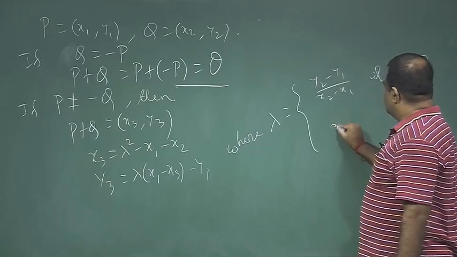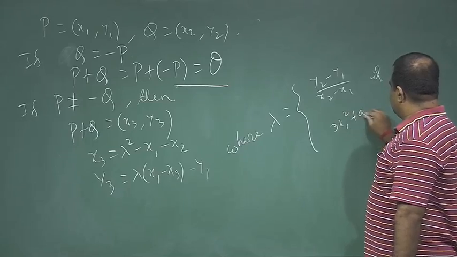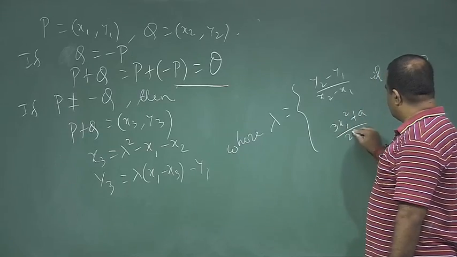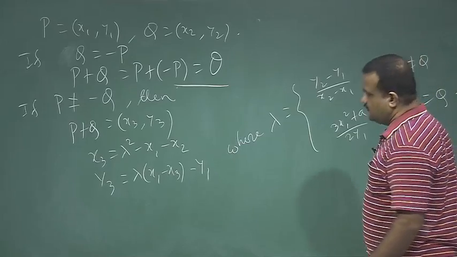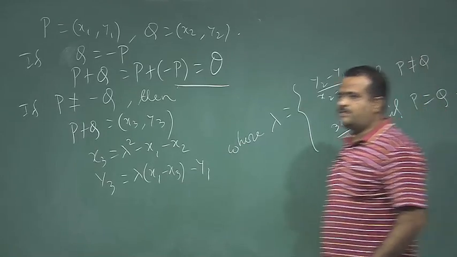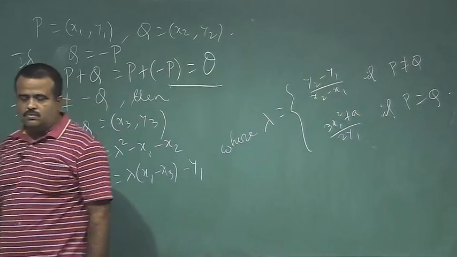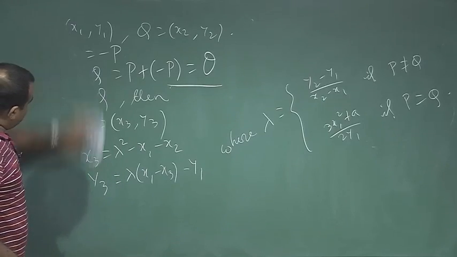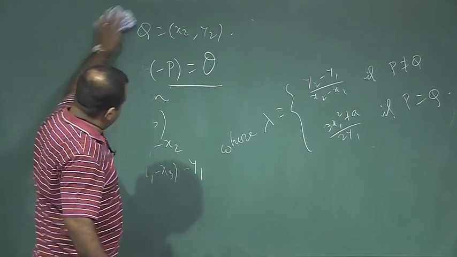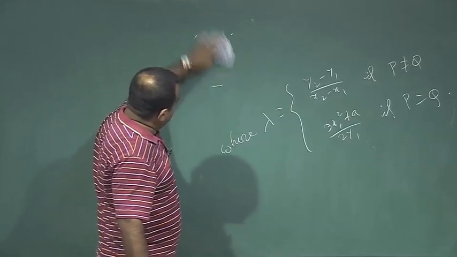Then we have 3x1 square plus a by 2y1 if P is equal to Q, then it is a tangent. Okay. So, this is the formula for finding P plus Q. So, now this plus operation we defined over these elliptic curve points.